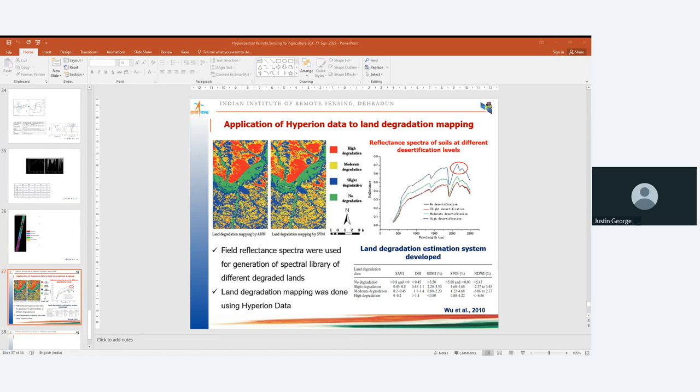Based on this land degradation system, they did the land degradation mapping using a neural network as well as a support vector machine, and they were able to classify between the normal, no degradation soils, the slightly degraded areas, the moderately degraded areas, as well as the high degradation areas, with good accuracies ranging from 85% to 90%.